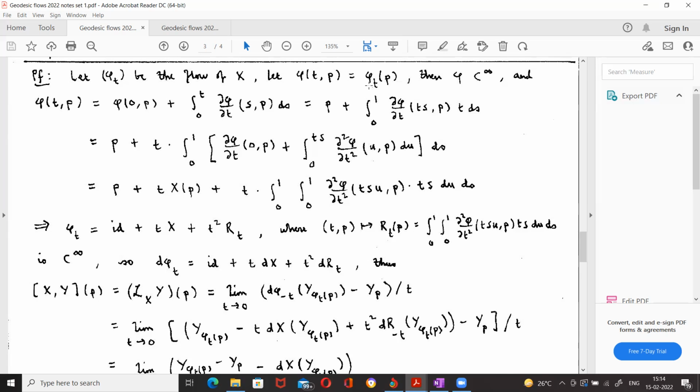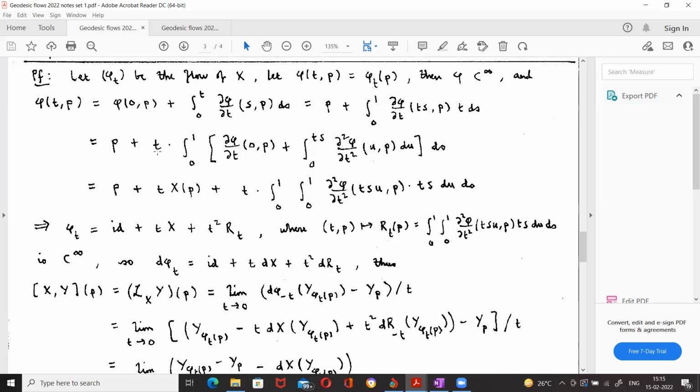Because phi t is the flow of x, phi t of p is the integral curve of x. So when I take del del t of this at t equal to 0, I'll just get x at p. So this first term will give me a constant, x of p, which doesn't depend on s. And I'm integrating from 0 to 1, so it comes out of the integral. I get p plus t x p.